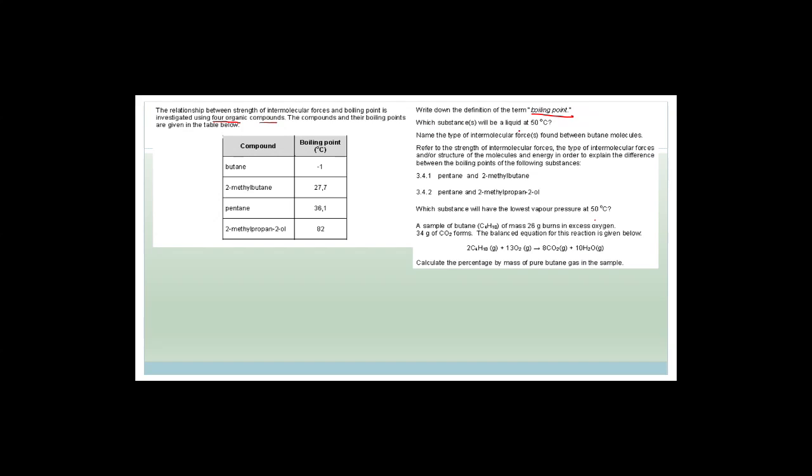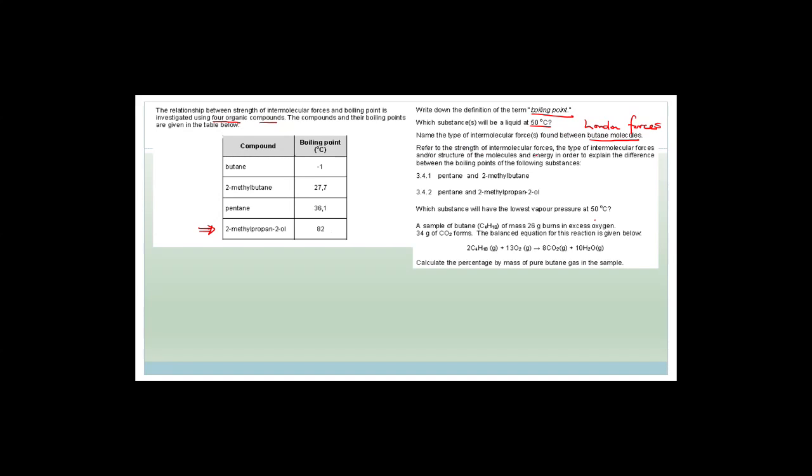It says which substance will be a liquid at 50 degrees Celsius. So it has to be the 2-methylpropanol because its boiling point is above 50 degrees, okay? So therefore, it is still a liquid at 50 degrees because its boiling point is at 82 degrees. Now it says name the type of intermolecular forces between butane molecules. Before we used to get away with saying van der Waals forces. Now they want us to say London forces. They want us to be more specific. So you can't just go writing van der Waals forces. You have to say London forces.